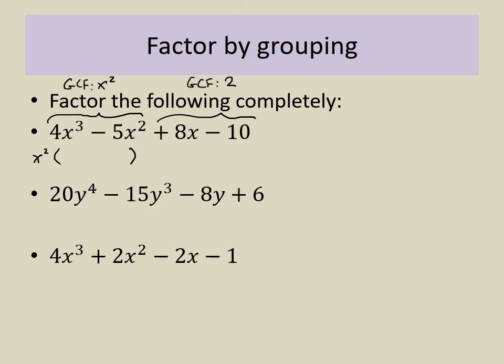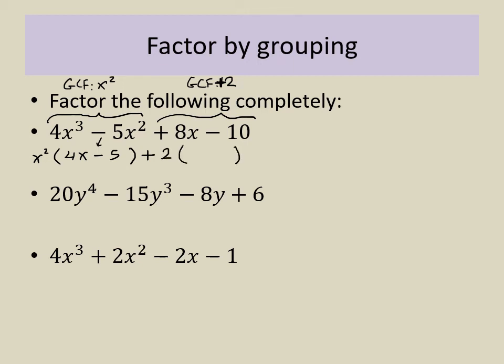4x cubed divided by x squared, that leaves us with 4x. Minus 5x squared divided by x squared, that leaves us with 5. What is the GCF from the second group? It is 2. Please, again, recognize it's a positive 2 that we're factoring. So we're going to have a plus and then the 2.